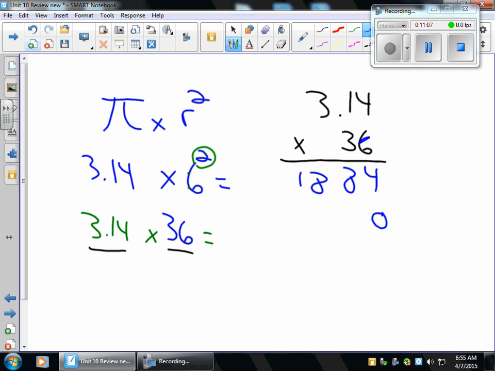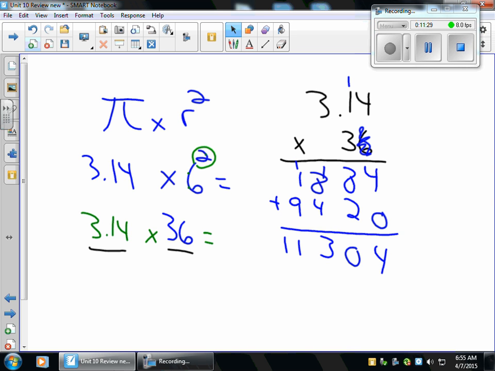Place value holder, I'm going to cross off this 6. I'm done with the 6. 3 times 4 is 12. 3 times 1 is 3, plus 1 is 4. 3 times 3 is 9. Go ahead and add them up. Got a 4, 10. 8 plus 1 is 9, plus 3 is 13. 9 plus 1 is 10, plus 1 is 11.